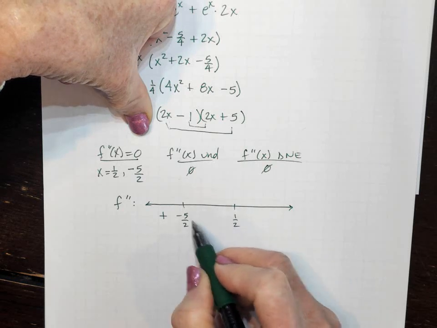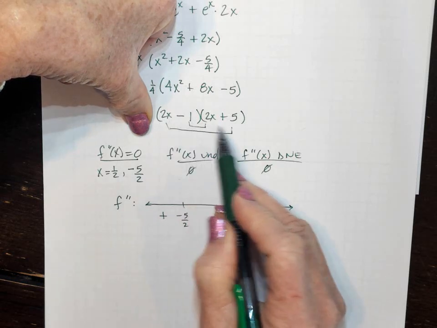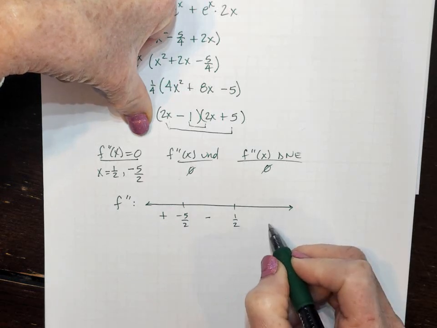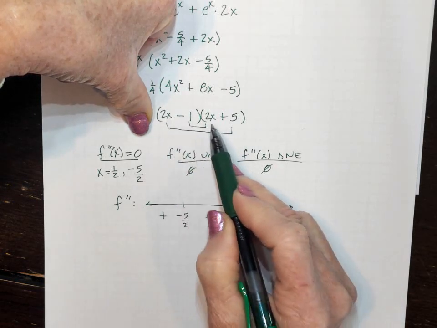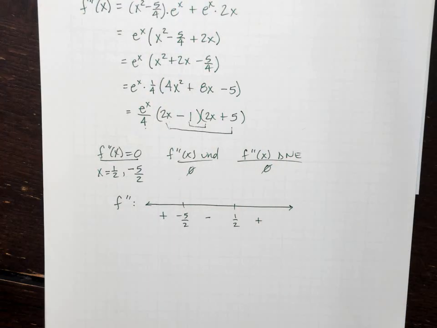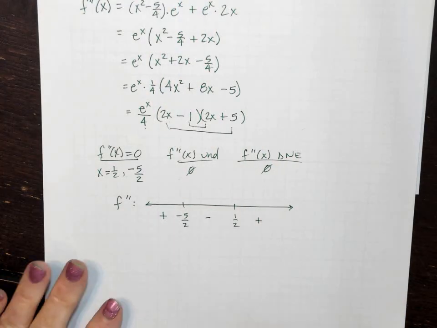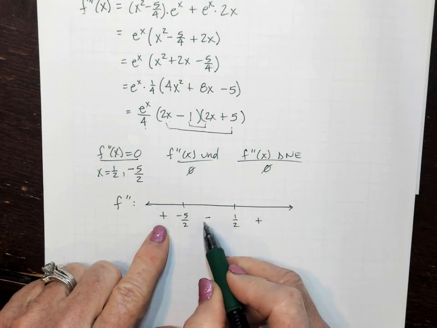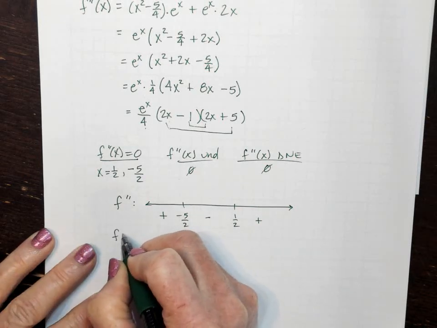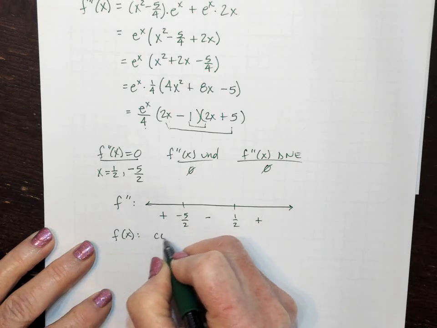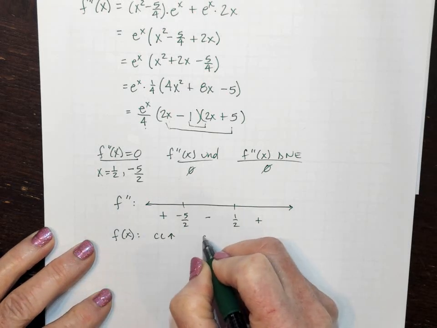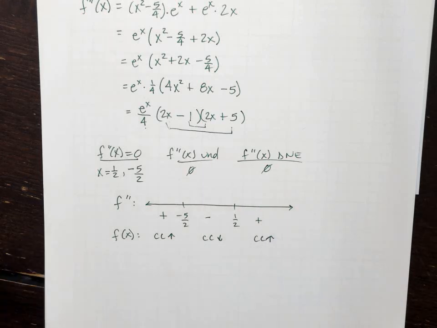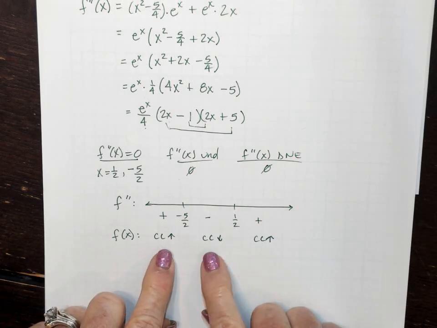And then in here, how about a 0? It's negative times positive, which is negative. And over here, something bigger than a half, say 1. Positive, positive, this is positive. All right, so now, right here, our second derivative is changing sign. That means that f is concave up here, concave down, concave up. So we definitely have a change in concavity.